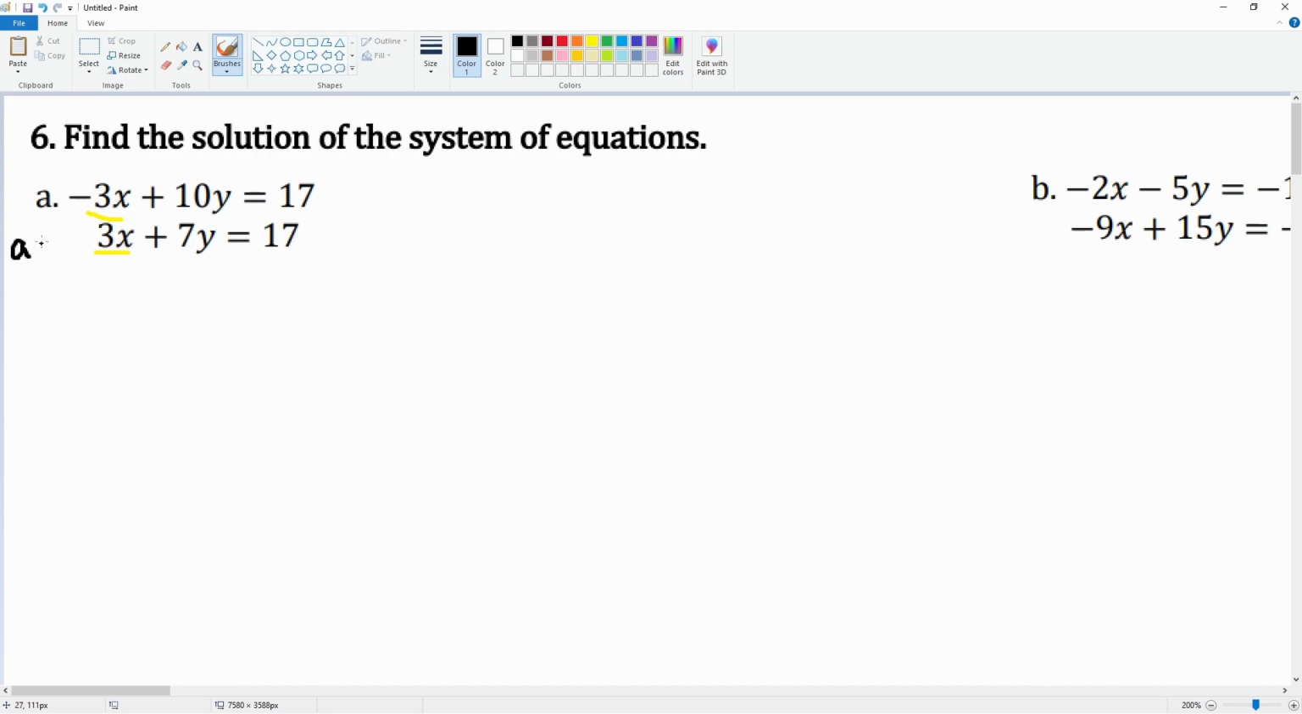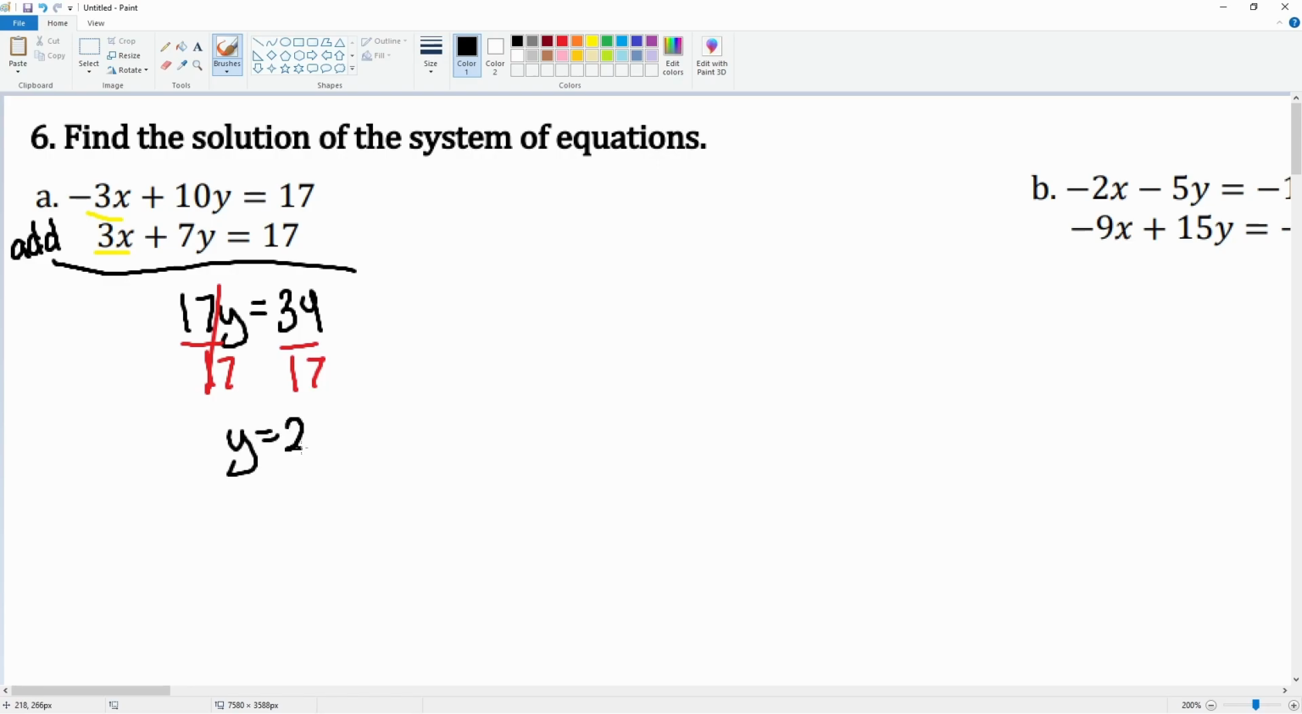Now all we're going to do is add, all right? -3x plus 3x becomes 0x, but we don't write that though. We know 10y plus 7y is 17y. 17 plus 17 is 34. Now we want to get the y alone, so we're going to divide by 17 to both sides. This does cancel because 17 divided by 17 is 1, leaving you with just y is equal to 2.